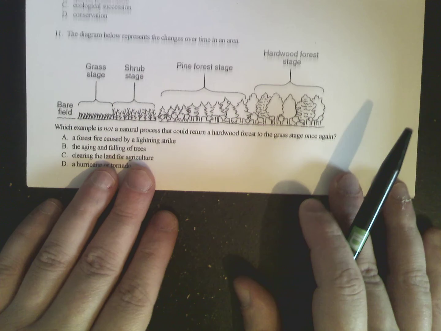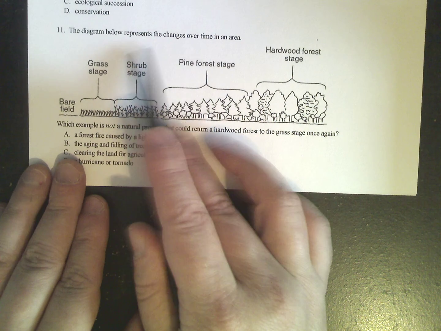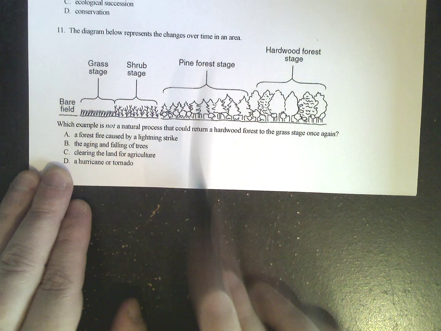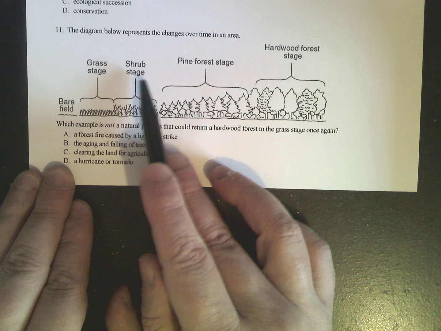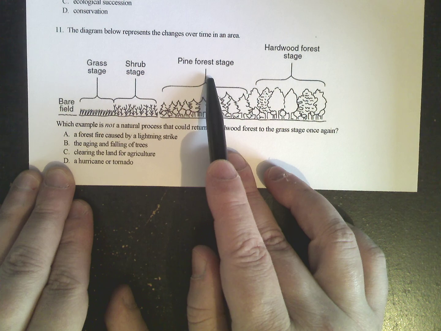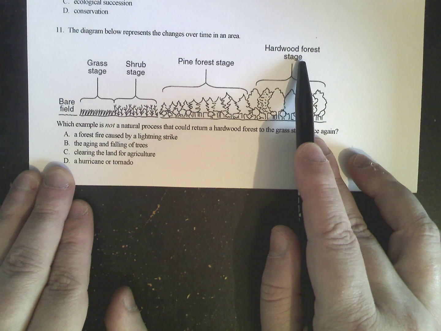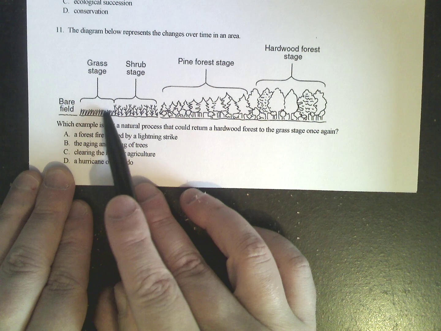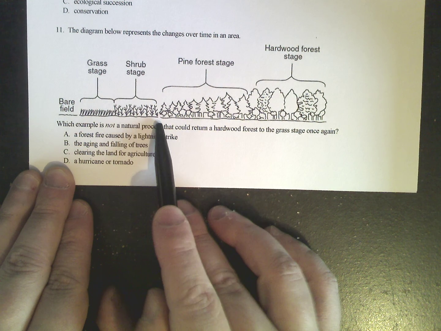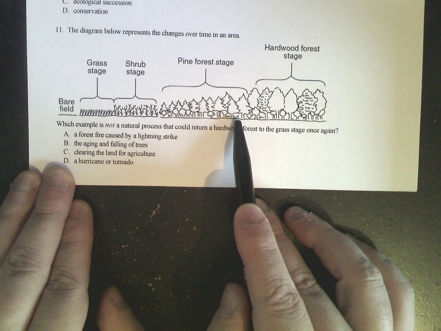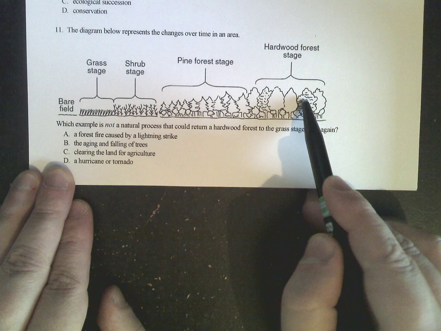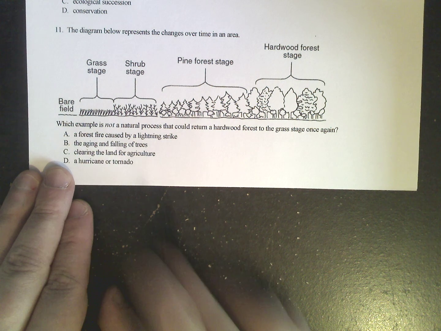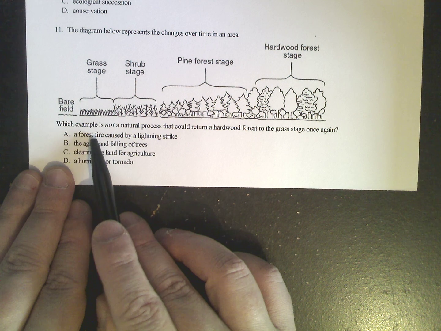11. Last multiple choice question. The diagram below represents the change over time in an area. So starting here, it goes from bare field to grass stage to shrub stage, pine forest stage to hardwood forest stage. It says, which example is not a natural process that could return a hardwood forest to the grass stage once again? Which is not an example of that?